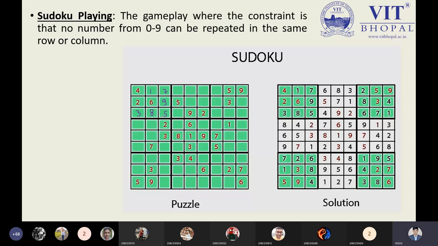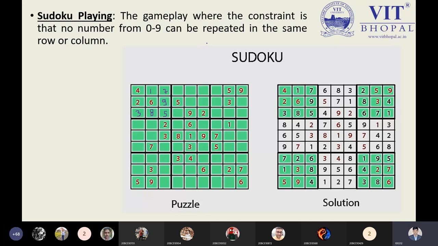That is the point. From the rules, what is on the rows and columns, the value should not be repeated. So this is a rule I can understand, so that while game playing, I can also apply the constraint. Constraint means, I'm speaking once again, what is the constraint? 0 to 9 numbers cannot be repeated in the same row or column. So this is about the rule while playing Sudoku. Now it is clear right now.